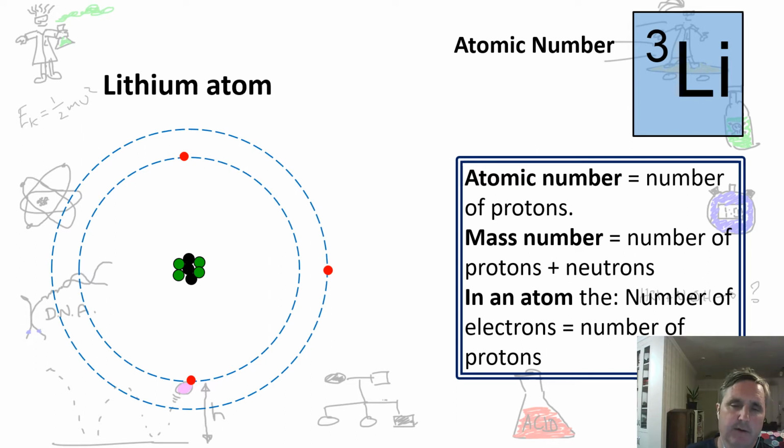The atomic number, which is number 3, is equal to the number of protons. That's its definition. But as I said before, it's also equal to the number of electrons. The mass number, that is how heavy an atom is, is equal to the number of protons plus neutrons. Now there's a reason for that, and we'll go into that in the next slide.